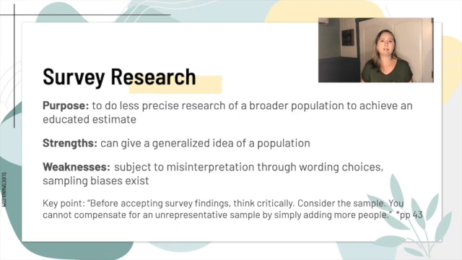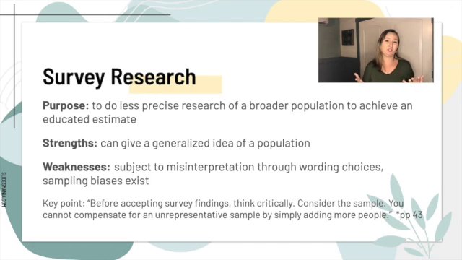All right, survey research. You've probably filled out a number of surveys, including personality surveys. Those are psychological research, by the way. Survey research is used to do less precise research of a broader population to achieve an educated estimate. So we're not trying to determine exactitudes. We're not trying to determine cause and effect. We're trying to get an estimate. The strength here is it can give a generalized idea of the population. So if you wanted to kind of sort of know what percentage of the population prefers chocolate ice cream over vanilla ice cream, you do a survey.